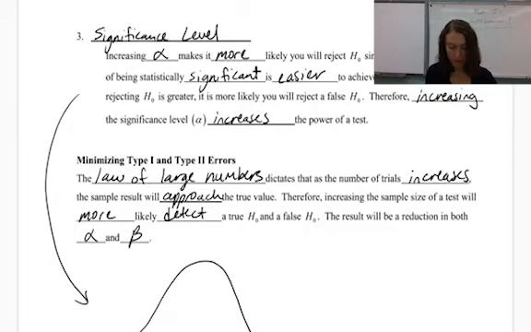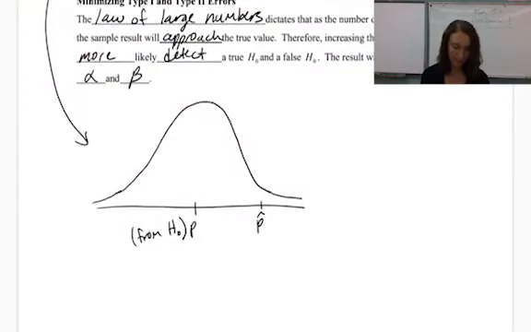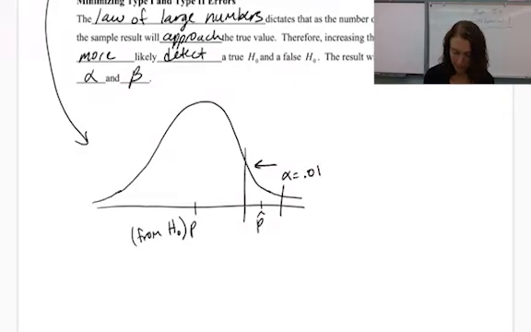All right, we can also increase our power of a test by increasing our alpha level. So increasing alpha makes it more likely you'll reject H0 since the threshold of being statistically significant is easier to achieve. So increasing the significance level increases the power of a test. So for example, if I had a significance level that was smaller at 0.01 and I increased it to 0.05, I'm more likely to reject that false null hypothesis.